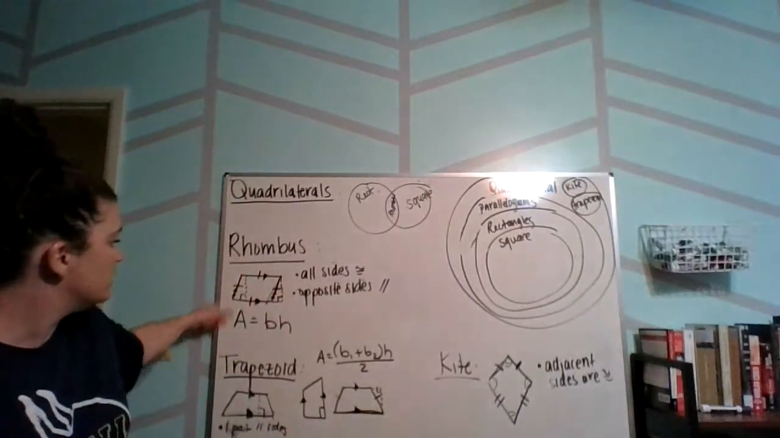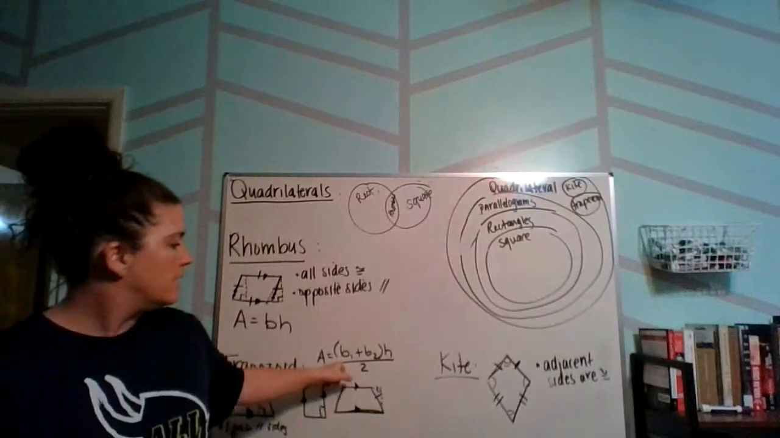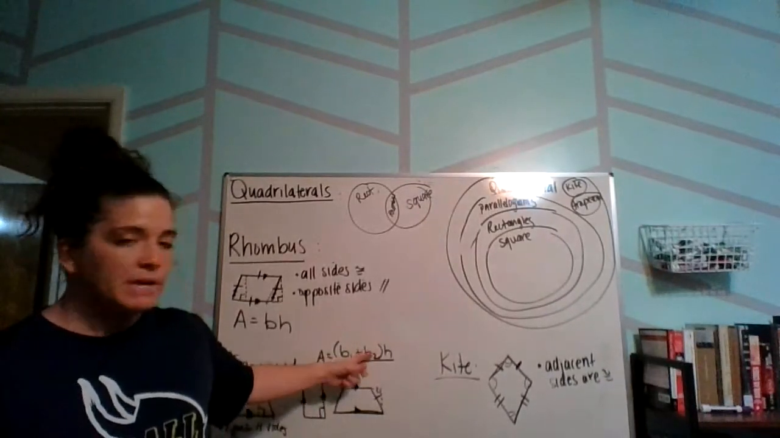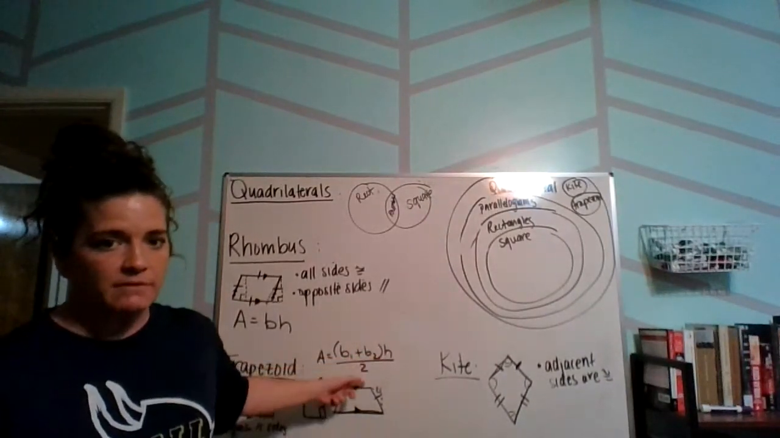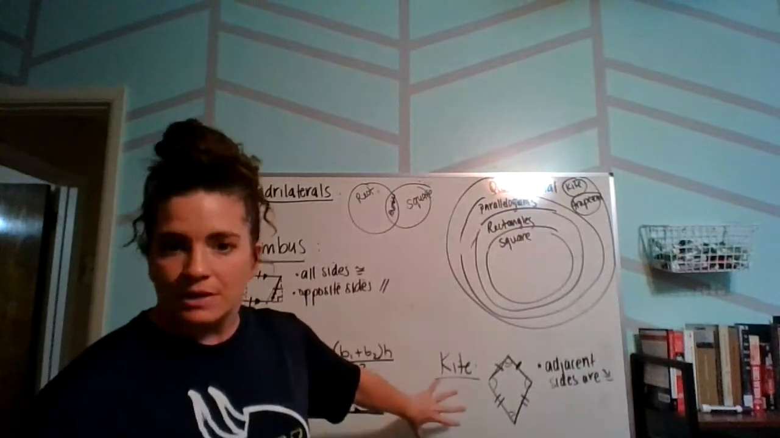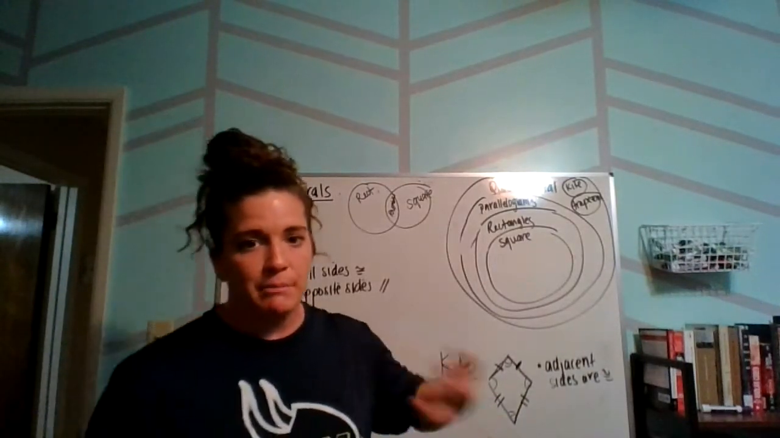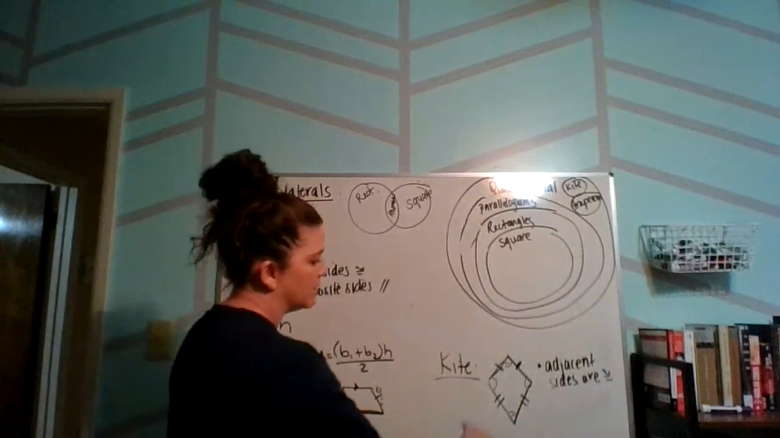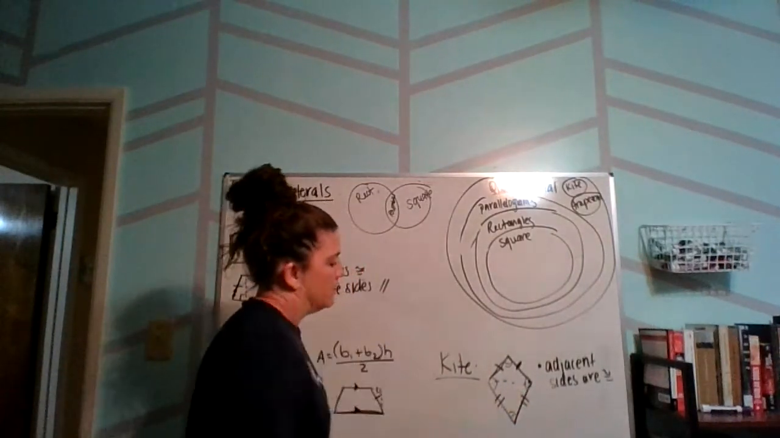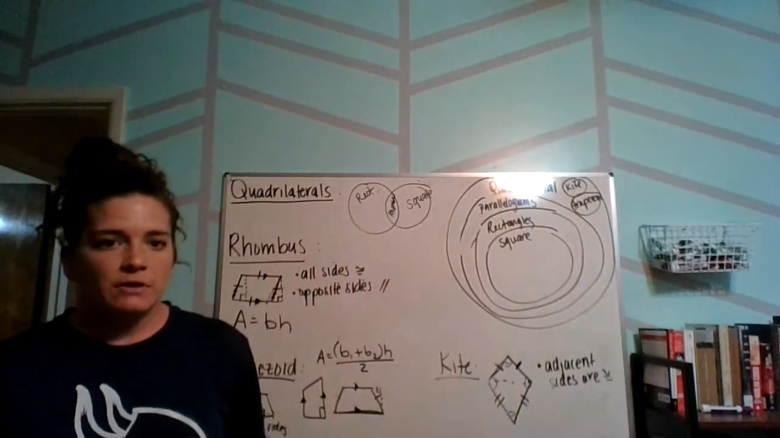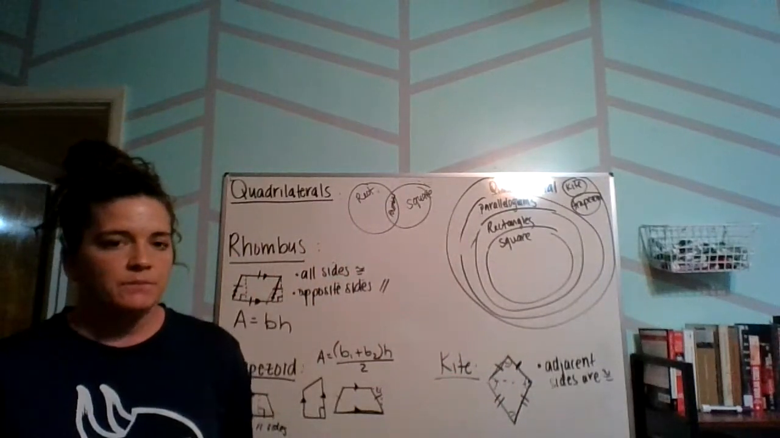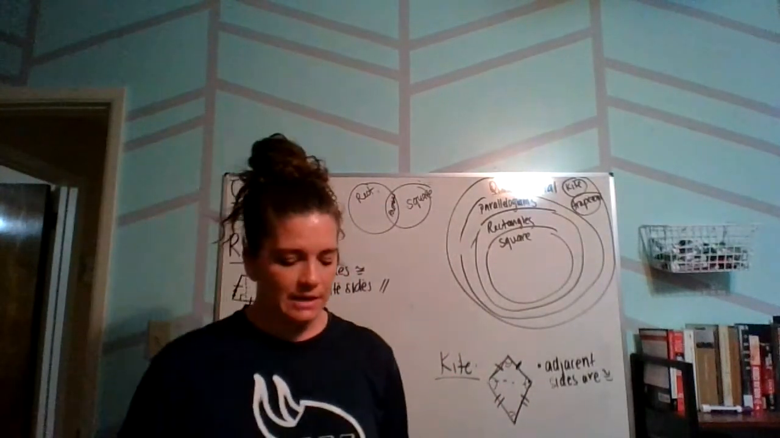So area of a rhombus, base times height. Area of a trapezoid, B1 plus B2, the bases, it doesn't matter the order, times height divided by 2. Kite, we're not really going to get into an area for that. There's not really a basic one for it. We would just try to break it up into 2 triangles, find the area of those 2 triangles, and add them together. So those are the last of our quadrilaterals.